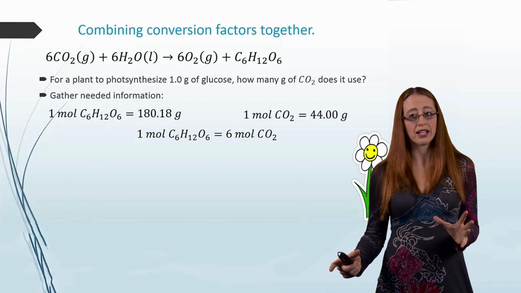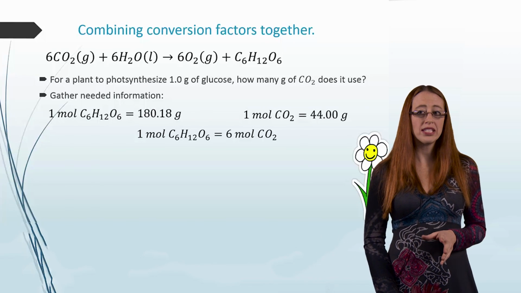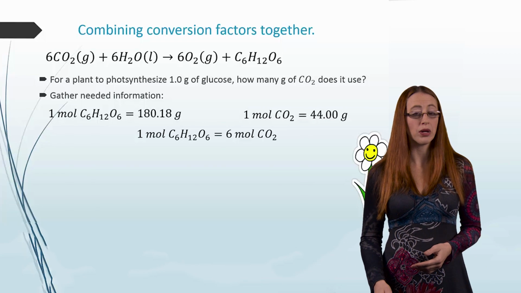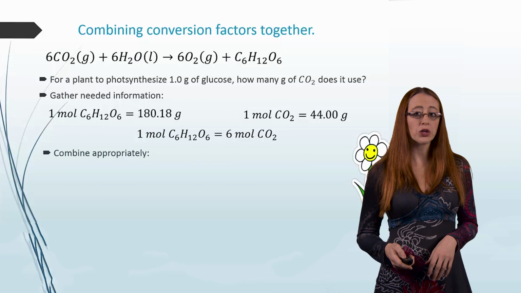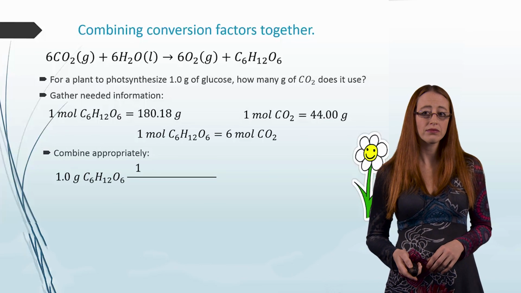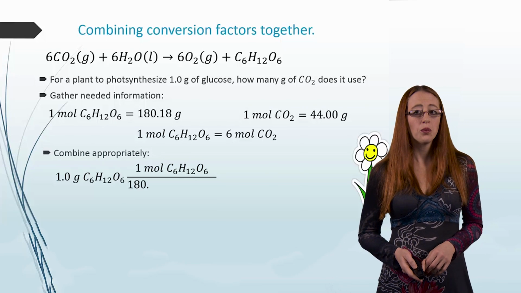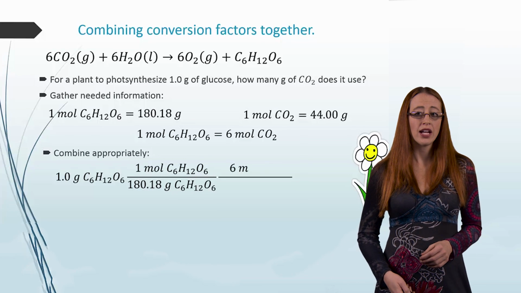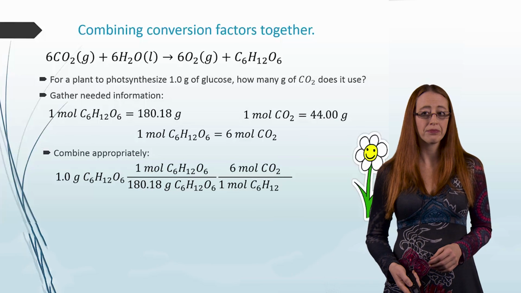Now that we have all of that, we can put those together in a way that cancels out the units. So we need to pick our starting point. It's usually what's given. So in this case, 1 gram of glucose. We'll start with 1 gram of glucose, and then we cancel that by using the molecular mass. And that will leave us with our moles of glucose. Once we have our moles of glucose, we cancel that out using the mole ratio. And so we'll put our moles of glucose on the bottom and our moles of carbon dioxide on top.